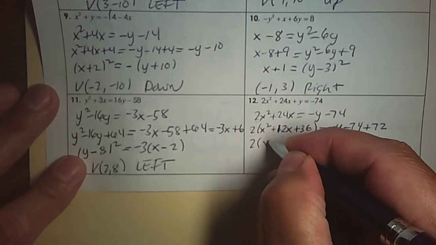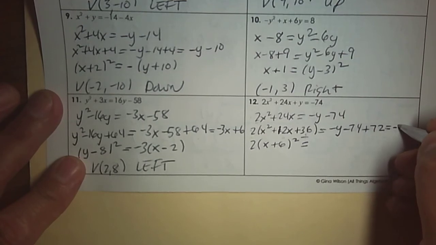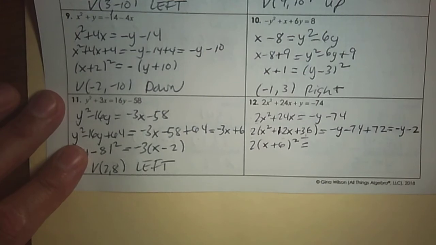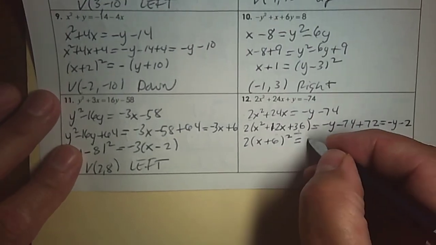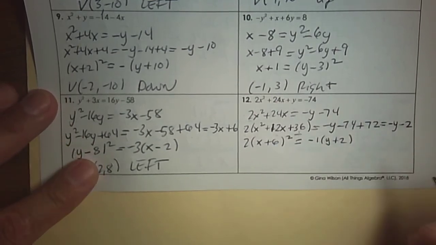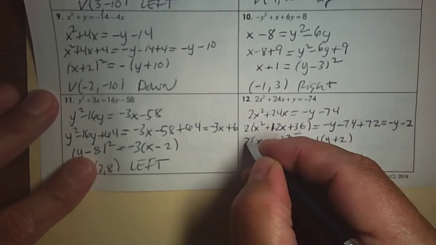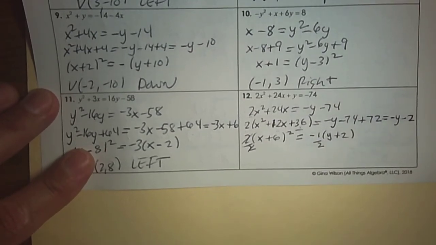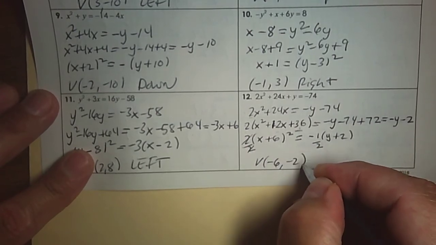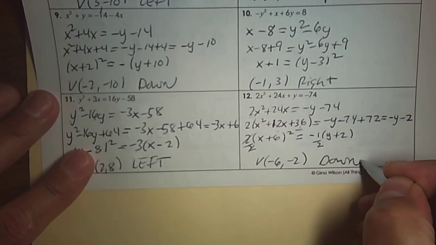Next, factor. That's plus 6. On the right side, if I combine like terms, that's negative y. That's subtract 2. I'm going to factor out a negative 1. That gives me y plus 2 when I factor out that negative 1. And then I have to divide by 2 as a last step. So I'm going to divide by 2. And now it's in standard form. So the vertex is at negative 6 and negative 2. And what direction does this open up? X squared and negative. So this opens down.